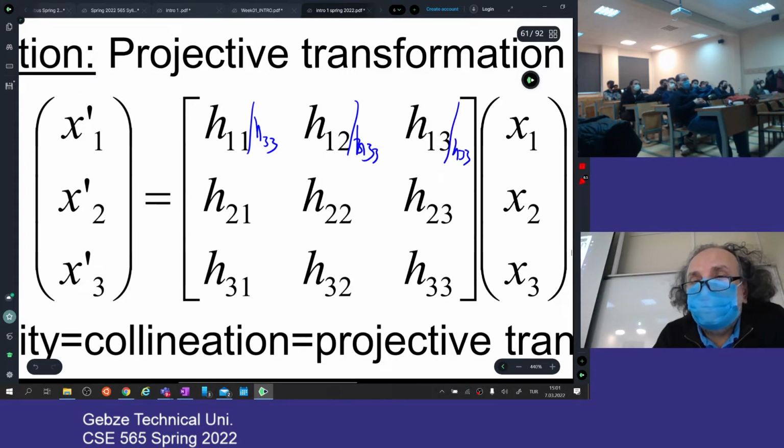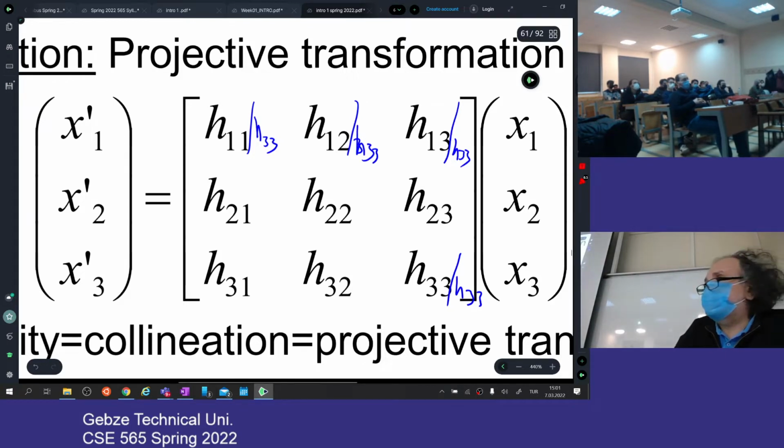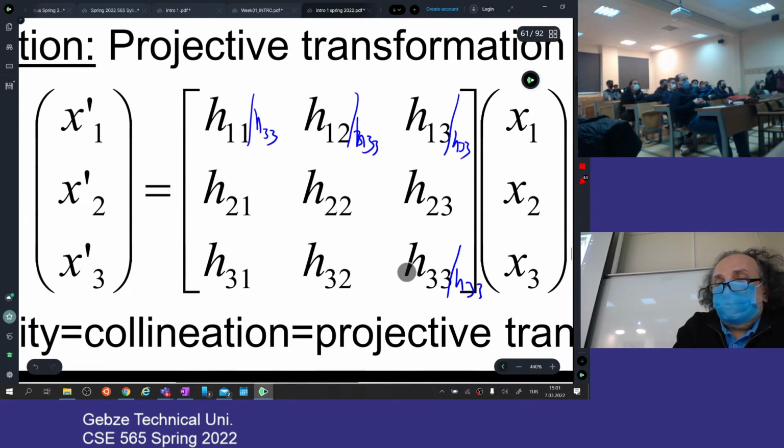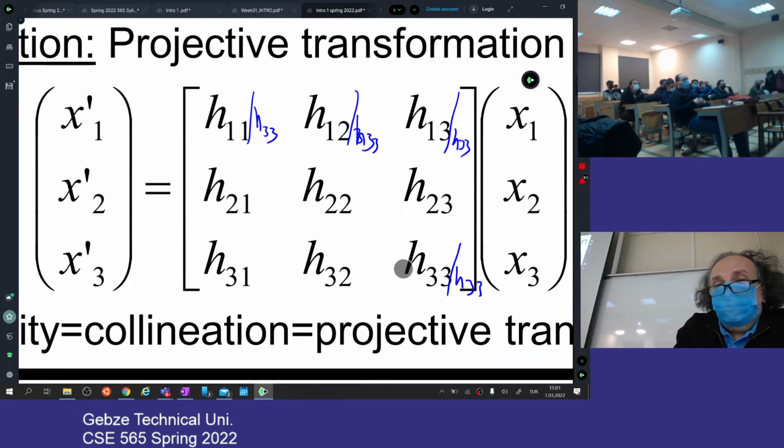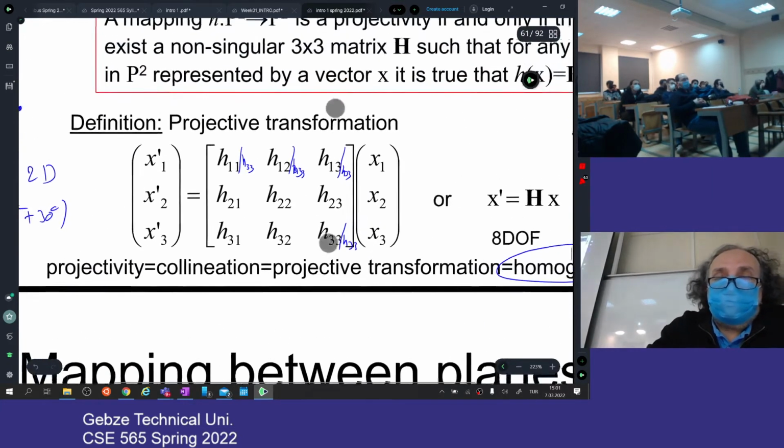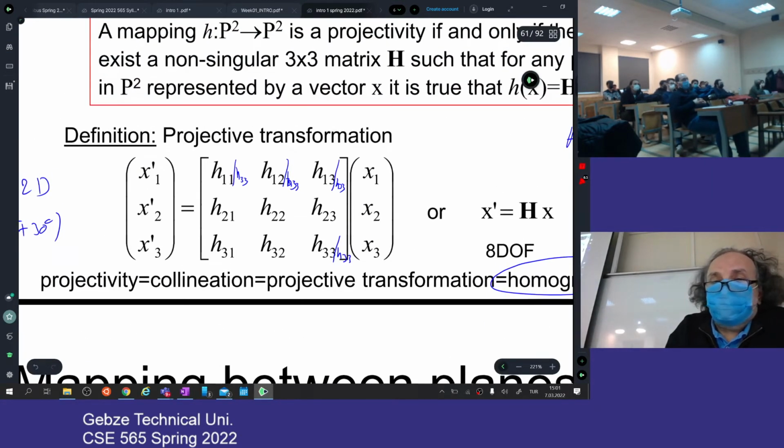I can do this, right? So if I divide each of them by h33, it is the same projectivity again, same homography. And the last number becomes 1. All I have is just 8 numbers. So 8 numbers would define a projective transformation or homography. Okay? That's why it says 8 degrees of freedom.